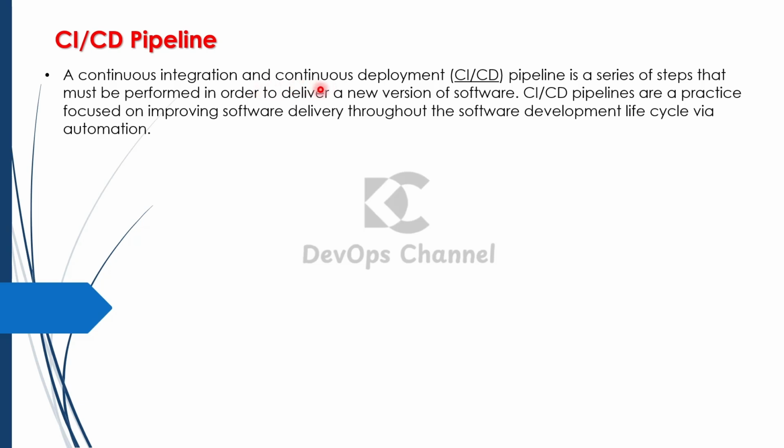Now a CI/CD pipeline is a series of steps that must be performed in order to deliver a new version of software. This is the practice we are talking about. CI/CD is combinedly used in DevOps practice for delivering any software or product. CI/CD pipelines are a practice focused on improving software delivery throughout the software development lifecycle via automation. So this is not a traditional SDLC. This is DevOps, because we achieve our SDLC via automation.